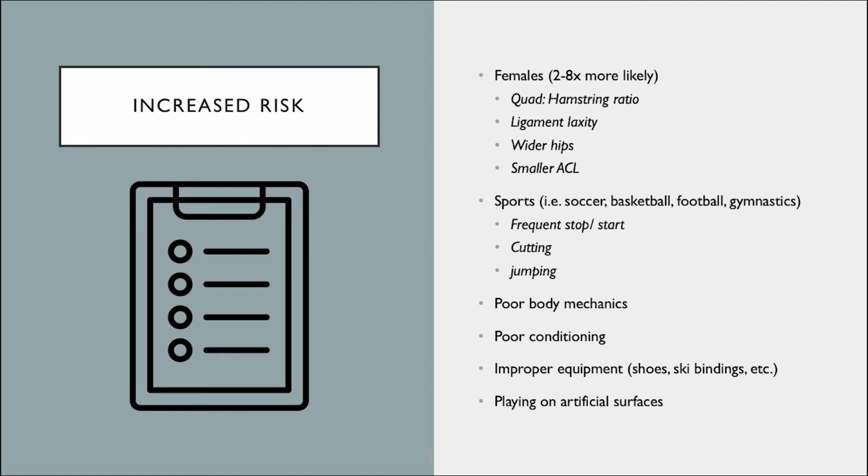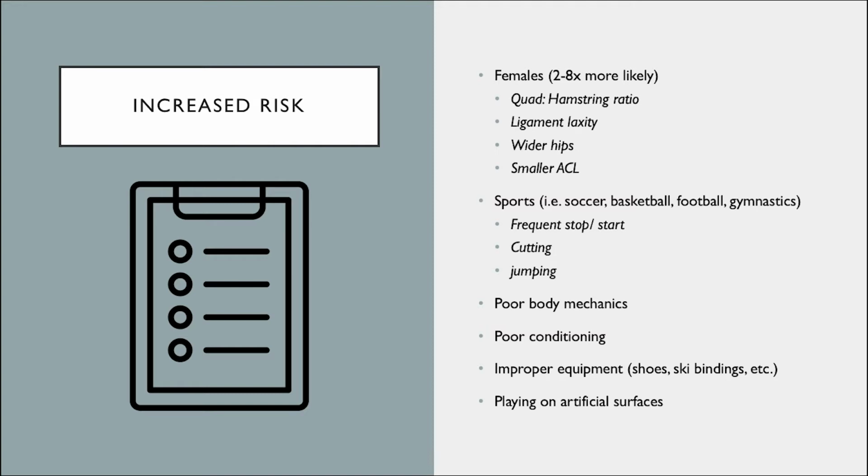The wider hips that females have place us at a greater risk of ACL tears due to the angle made between our hips and our knee called your Q angle. And the ACL itself is also smaller in females when compared to our male counterparts.